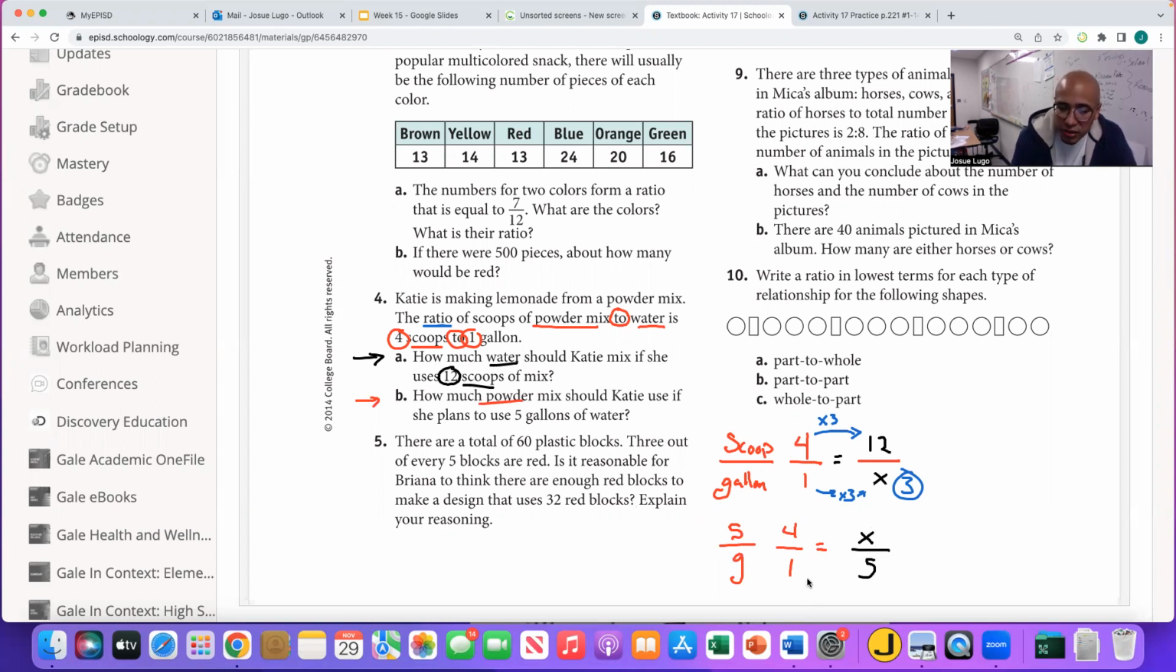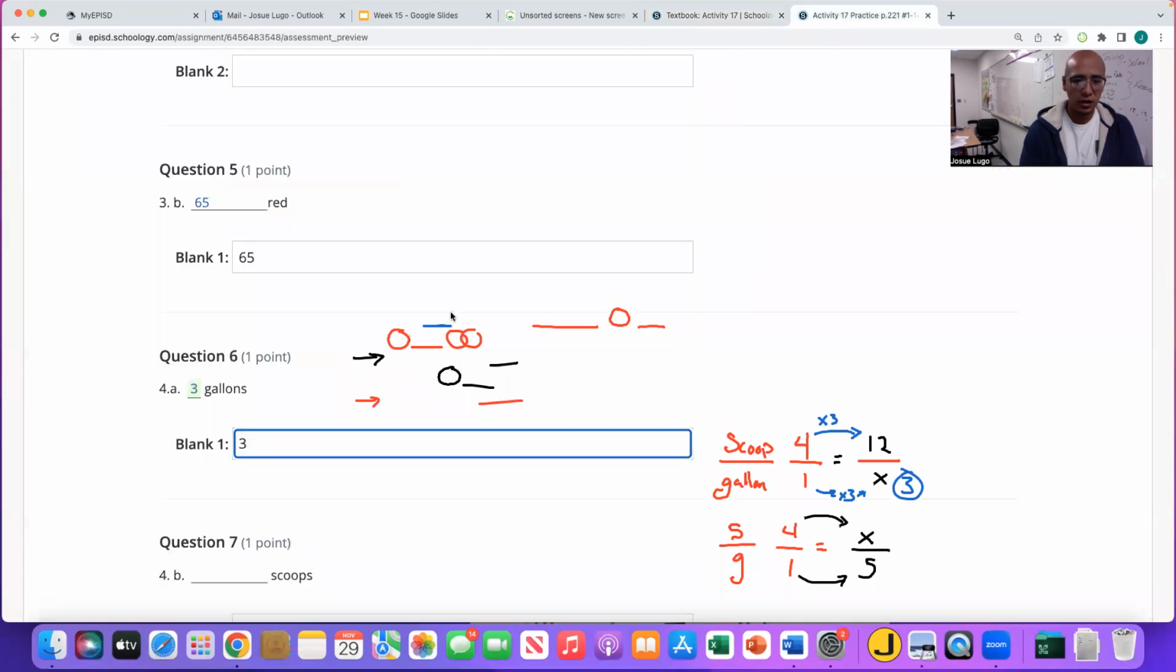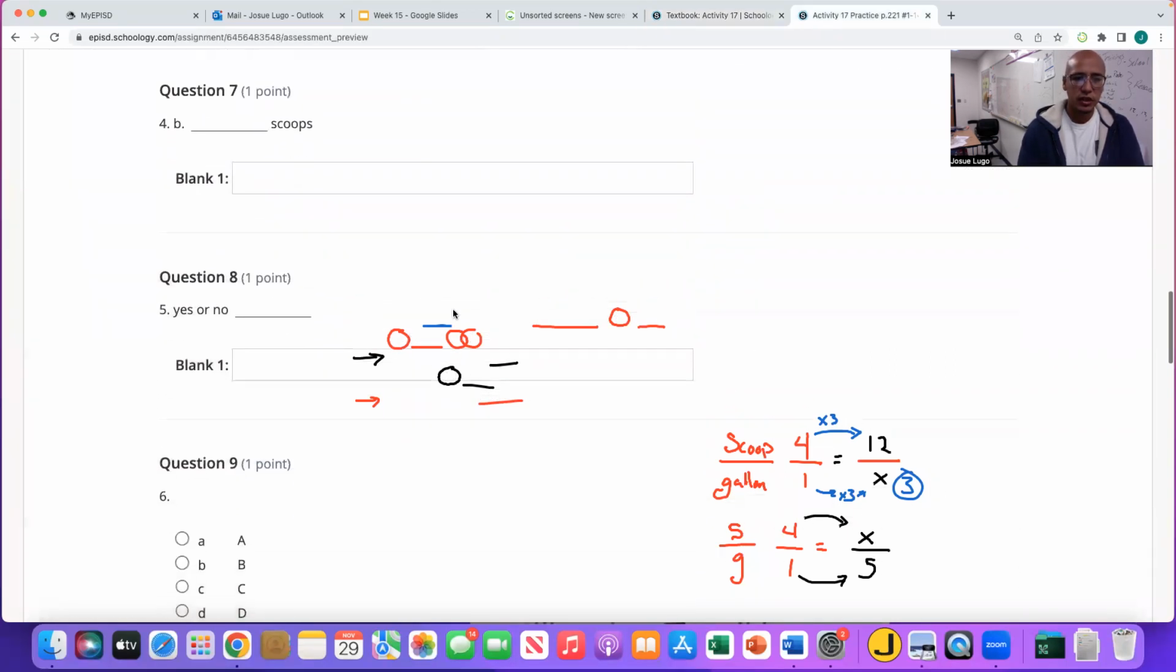So ladies and gentlemen, you are going to do this one on your own. Ask yourself, what do you have to do to the 1 to get to the 5? Do the same thing to the 4, and that'll give you your answer. All right, so I'll let you guys do that on your own. I'm going to move on to the next one.